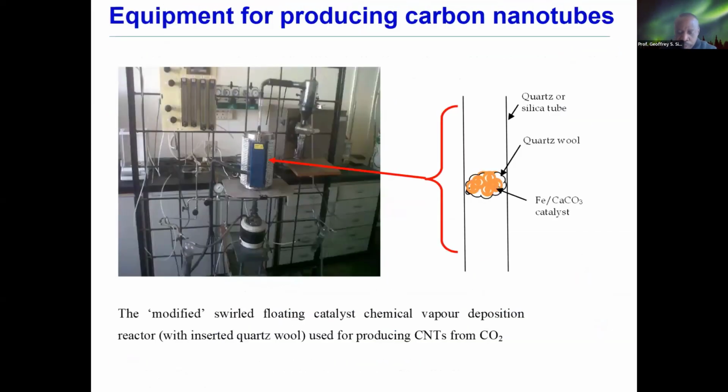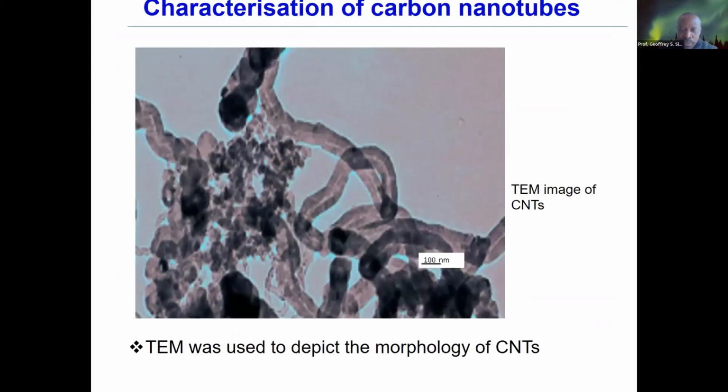I'm not going to go into detail here, but this is the type of equipment that we use to produce the carbon nanomaterials. This is chemical vapor deposition, which is commonly used for the production of carbon nanomaterials. After producing them, we characterized them using the TEM to make sure that they are indeed carbon nanomaterials. As you can see, they look like tubes and fibers. So this is the TEM depiction of our produced carbon nanomaterials.